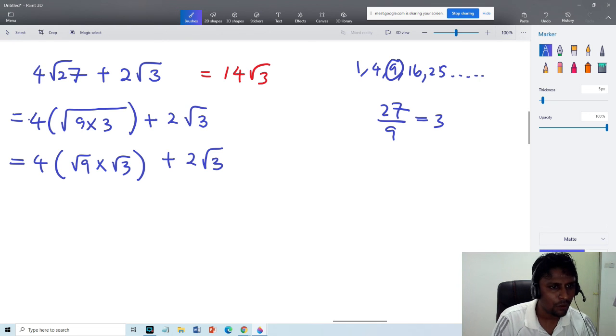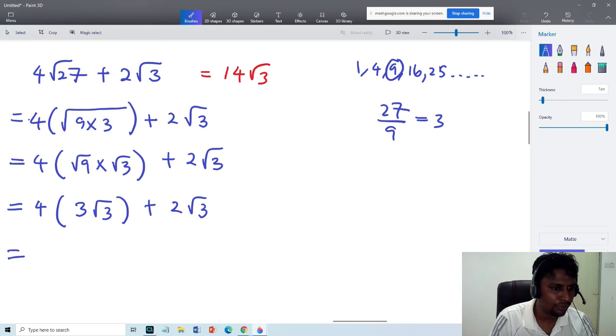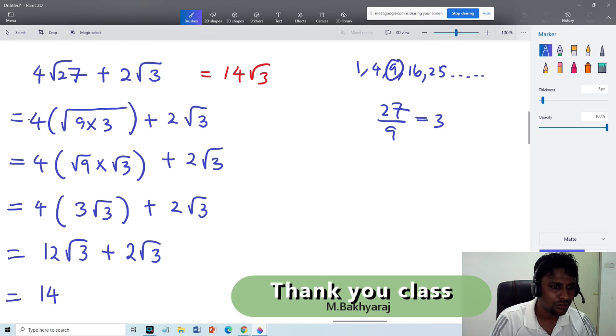Here the square root of 9 is actually 3, so you can convert it to 3. So 3 square root 3 plus 2 square root 3. 4 times 3 you get 12. So 12 square root 3 plus 2 square root 3. You can easily see here, 12 plus 2 becomes 14. 14 square root of 3. Good.